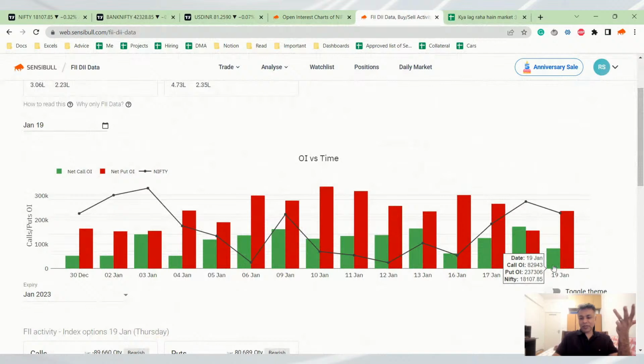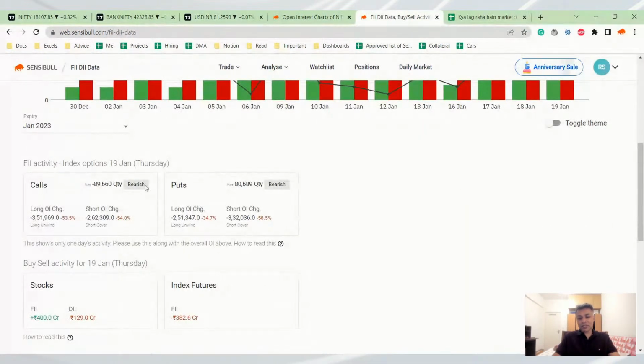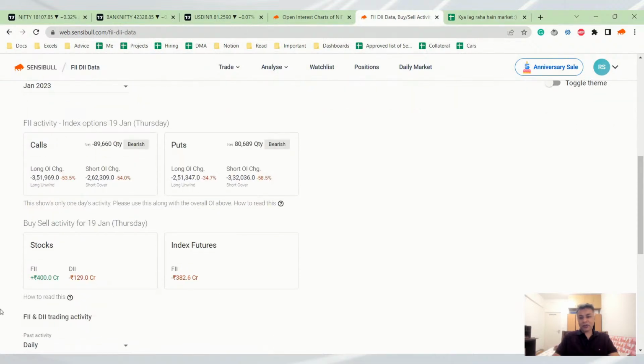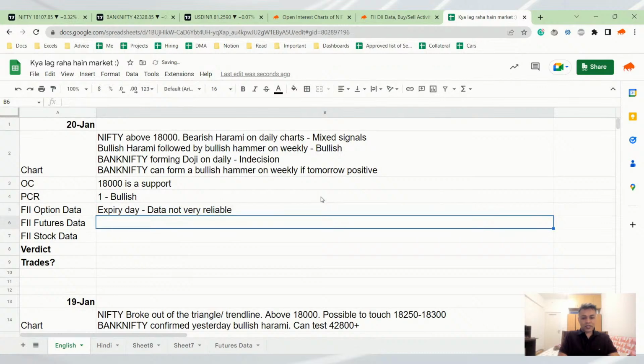But again, we have to take it with a pinch of salt. Why? Because today a lot of unwinding happened on the last day. Index futures, 400 crores sell. That is clearly negative, but they bought 400 crores of stocks. That is insignificant. So expiry day data is not very reliable. Futures data, 400 crore sell, mildly bearish.